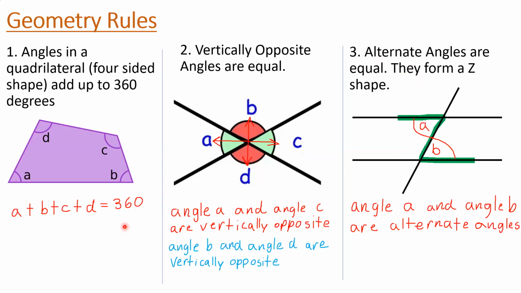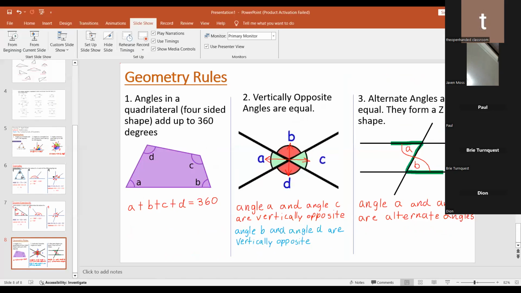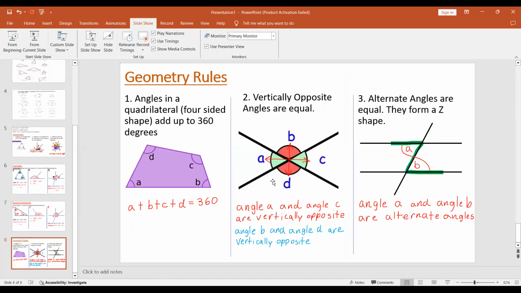Okay, question, do you understand these three rules? Let me know, please, if you understand. Yes, sir. Okay, good. Tegan, can you read the first one? Angles in a quadrilateral, four-sided shape, add up to 360 degrees. Very good. And Aliana, can you read the second one? Vertically opposite angles are equal. Very good. Go ahead, continue. Angle A and angle C are vertically opposite. Angle B and angle D are vertically opposite.